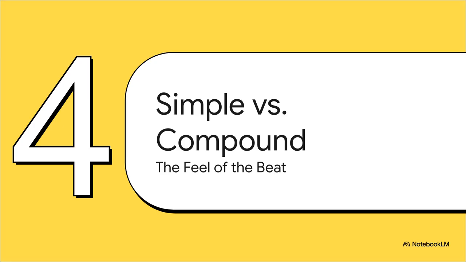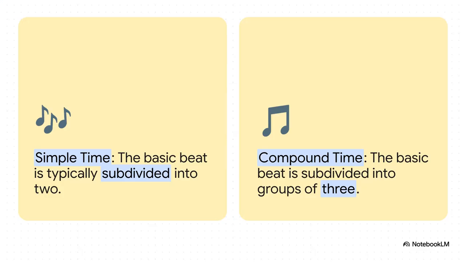All right, you ready to go one level deeper? The overall feel of a meter also depends on how each of those main beats gets divided up. This gives us two big categories of rhythm: simple time and compound time. So what's the difference? It's all about how you split up the main beat. In simple time, each beat divides neatly into two smaller parts. You feel it as one and, two and. It's a very straightforward, marching kind of feel.